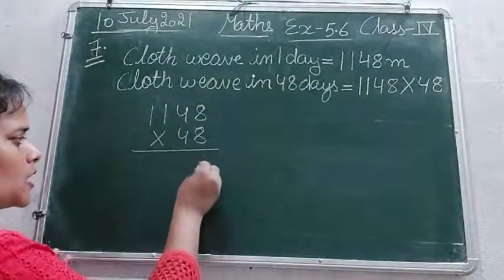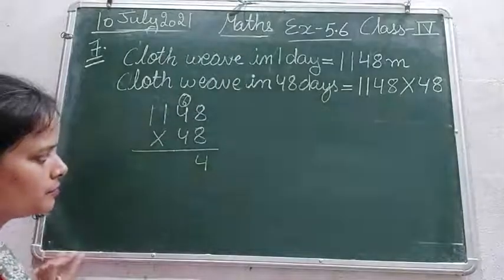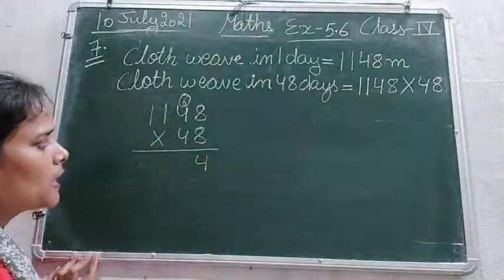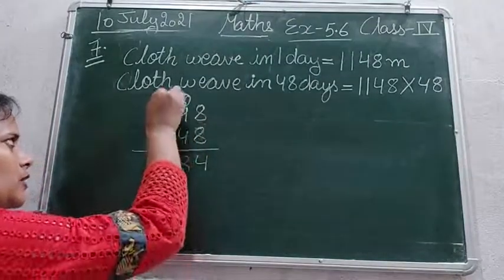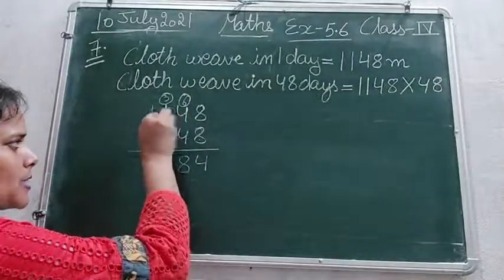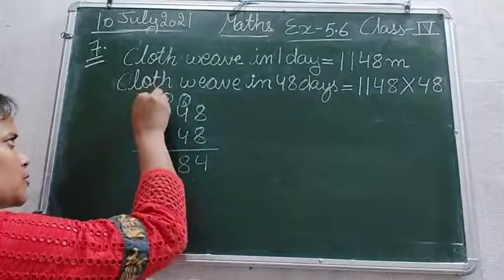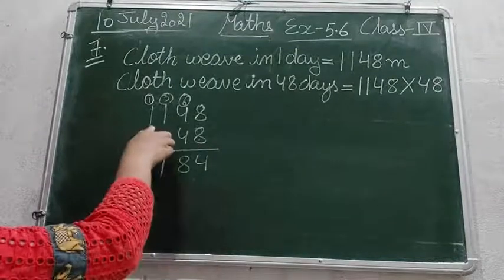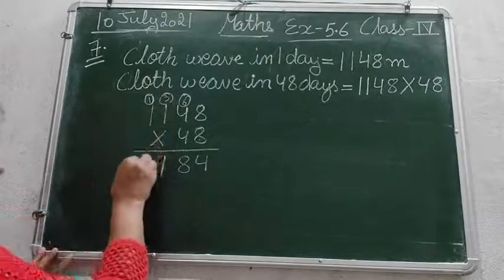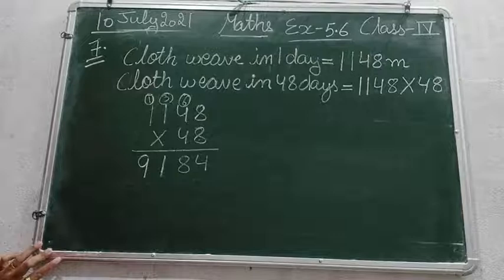8 8s are 64. So 4 will be here, 6 will be carried above. 8 4s are 32. 32 plus 6, 38. 8. 3 will be carried above. 8 1s are 8 plus 3. That is 11. 1. The next one will be carried here. Next, again we are having 8. 8 1s are 8 plus 1. This is 9. So after multiplying 1148 with 8, we got 9184.